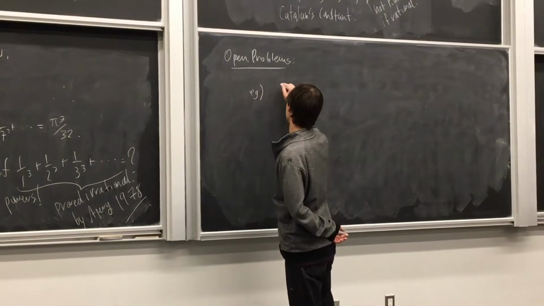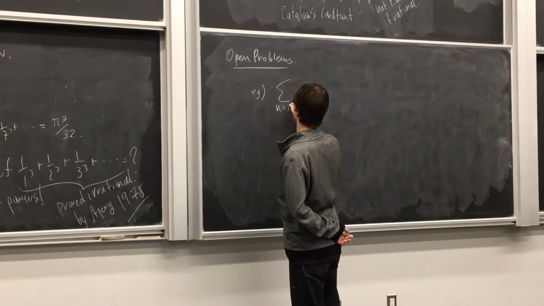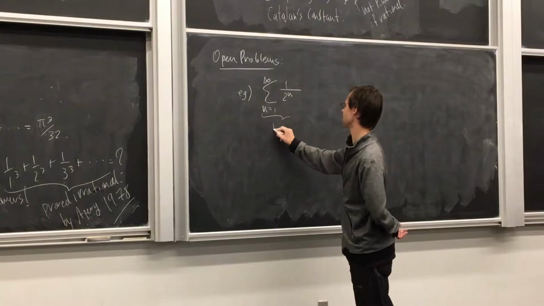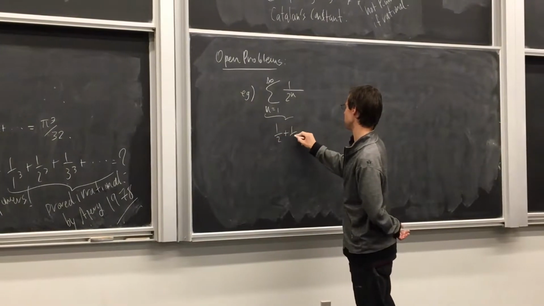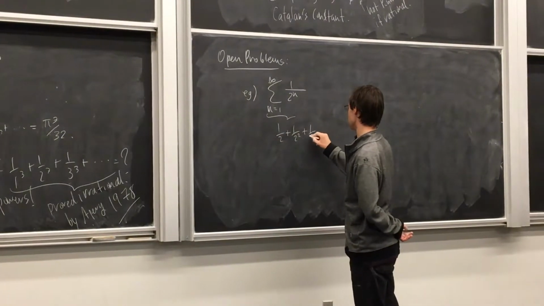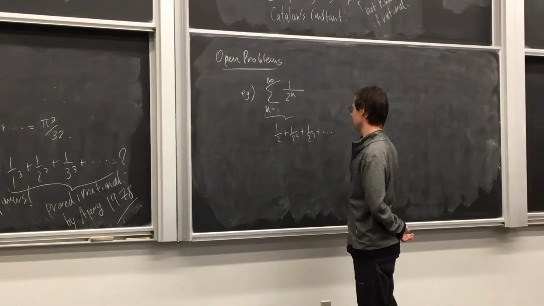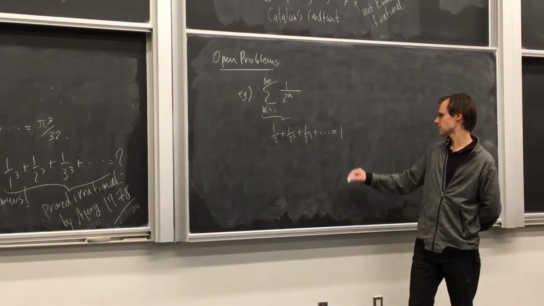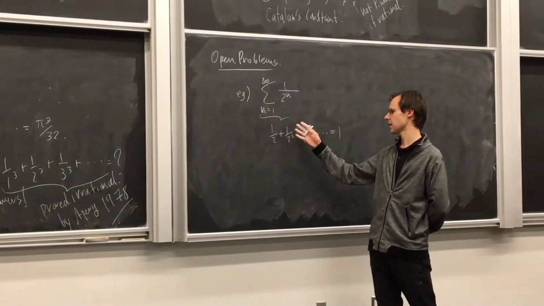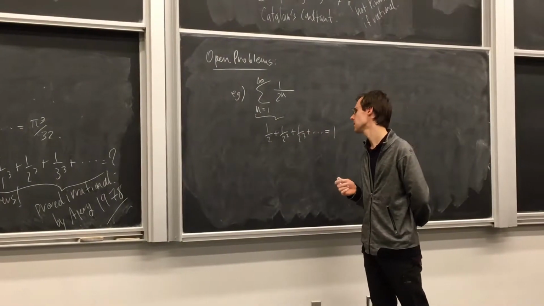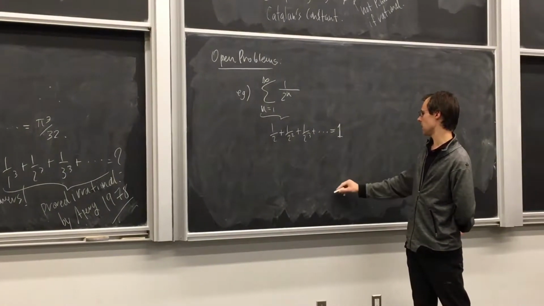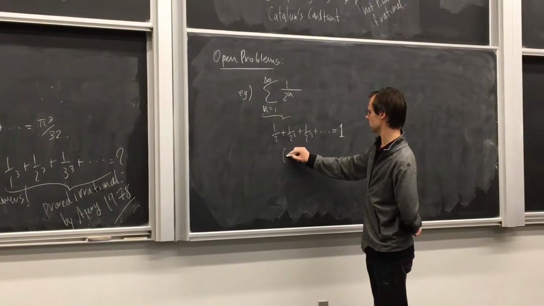We all know what this adds up to: the sum from n equals 1 to infinity of 1 over 2 to the n. This is 1 over 2 plus 1 over 2 squared, so a half plus a quarter plus an eighth. That adds up to 1. You take half of something, then you take half of that half, another half of that half, and so on. This infinite sum adds up to 1. This is the geometric series.